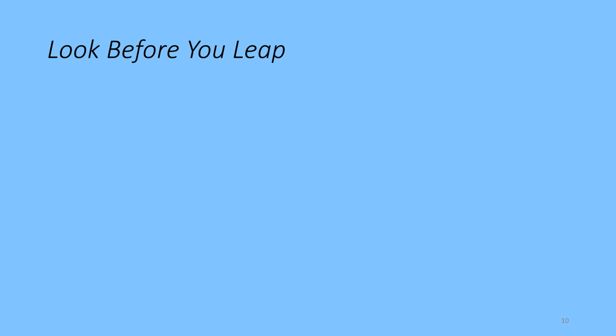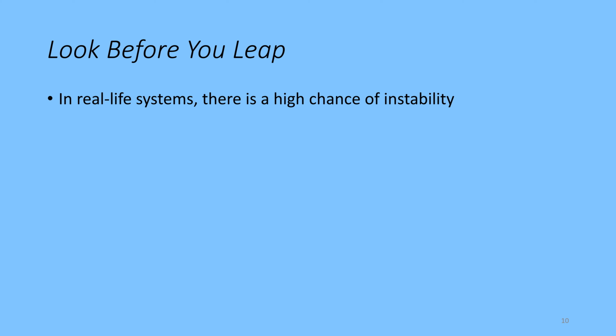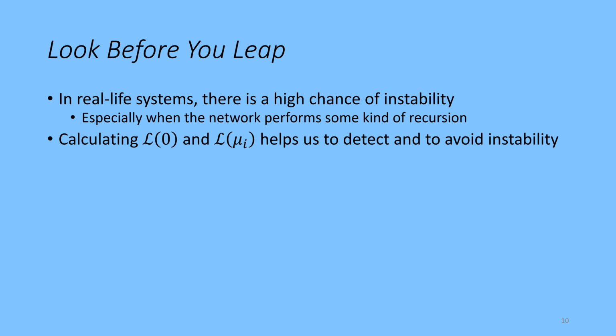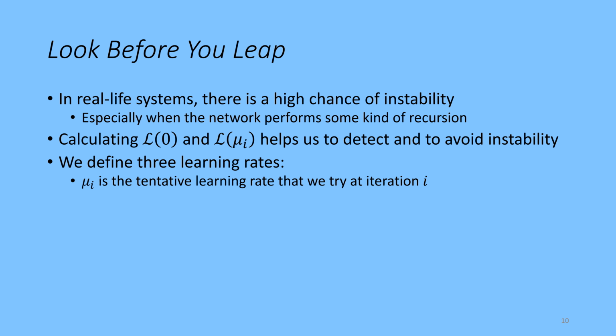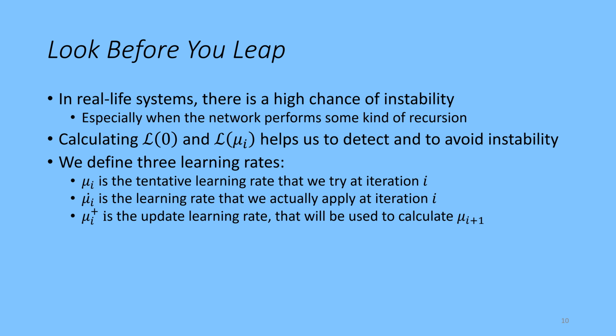Wait a minute! In real-life systems, there's a high chance of instability, especially when the network performs some kind of recursion. Calculating the loss function at the current parameters and at the parameters obtained with a tentative learning rate helps us to detect and to avoid instability. We define 3 learning rates. The tentative learning rate that we try at iteration I. The learning rate that we actually apply at iteration I. And the update learning rate that will be used to calculate the next tentative one.